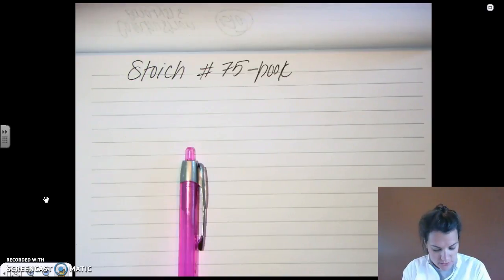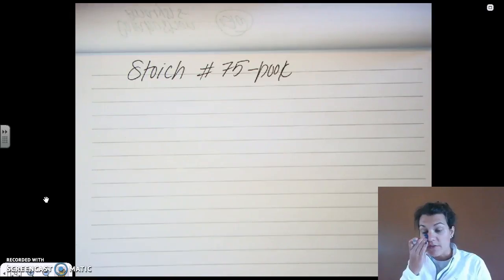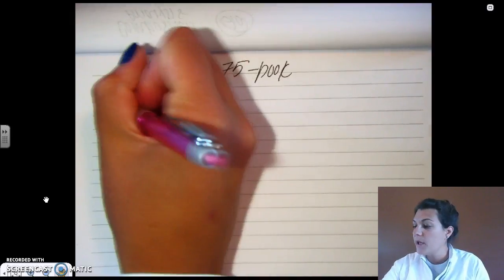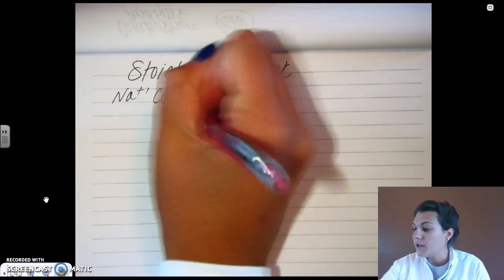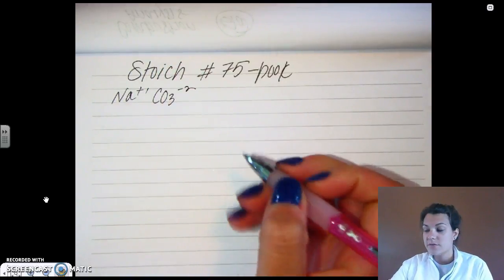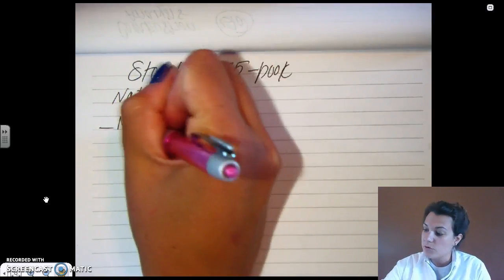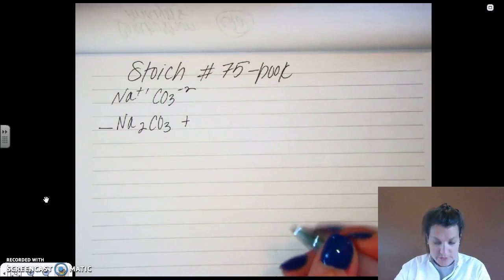So the question states, solutions of sodium carbonate and silver nitrate react to form solid silver carbonate in a solution of sodium nitrate. Okay, so the very first thing that I'm going to want to do is write a chemical reaction. So it's saying that I have sodium carbonate. So sodium is Na+1, carbonate is CO3 -2. Since the charges don't cancel, they crisscross. So sodium carbonate is going to be Na2CO3.